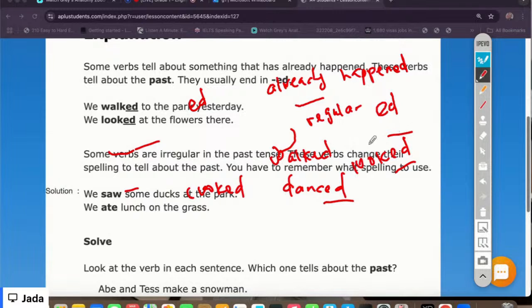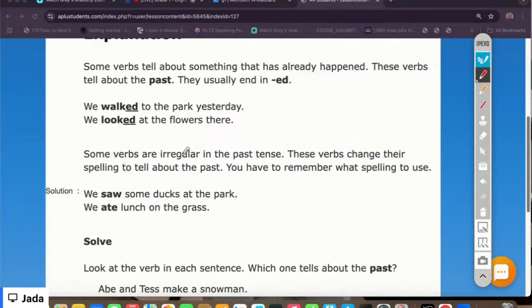Regular verbs. Now, some verbs are irregular in the past. Since some of the verbs are irregular in the past, these verbs change their spelling to tell about the past. So, because they are irregular, they change their spelling to tell you about the past. You have to remember what spelling to use. So, you have to be the one to remember the spelling and to remember the past of the verbs. Okay, so they are very unique and you have to be the one to remember.